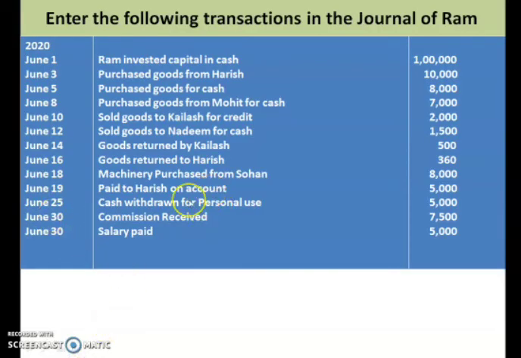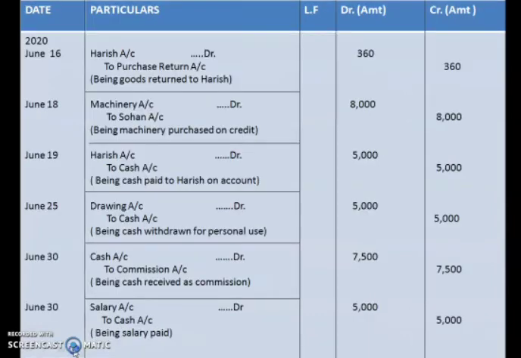Now the next entry is June 25. Cash withdrawn for personal use 5,000. Cash withdrawn for personal use means, what is the term in accountancy for withdrawal of cash for personal use? Yes, drawing. So drawing is the term used for withdrawal of cash for personal use. So drawing account will be debited to cash account because cash has been withdrawn.